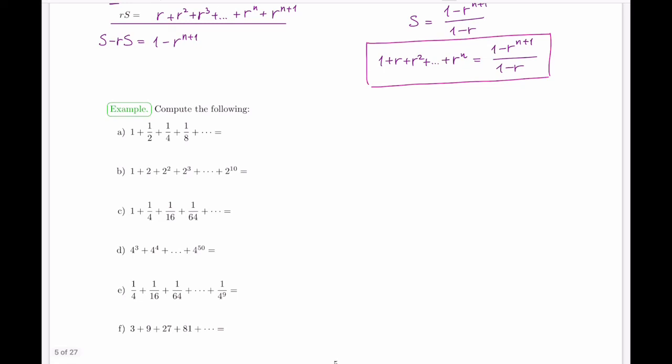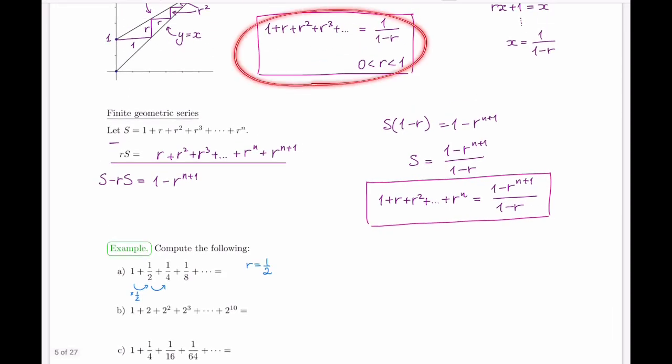First up, we have 1 plus 1/2 plus 1/4 plus 1/8, and so on. Notice that my r here is 1/2. As I move from one term to the next, I multiply by 1/2 every single time. So this is certainly a geometric series, where r is equal to 1/2. Now I have to decide: is it an infinite or a finite one? I can see that I go on forever, which means I'm in the case of the infinite geometric sums, so I will be looking to apply this formula.